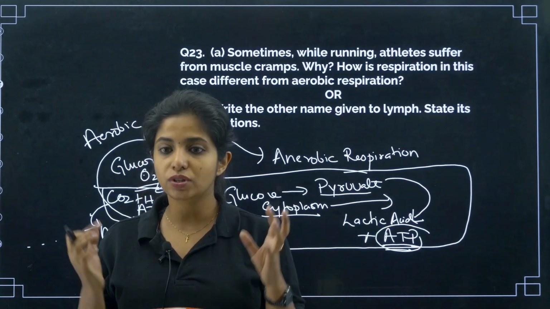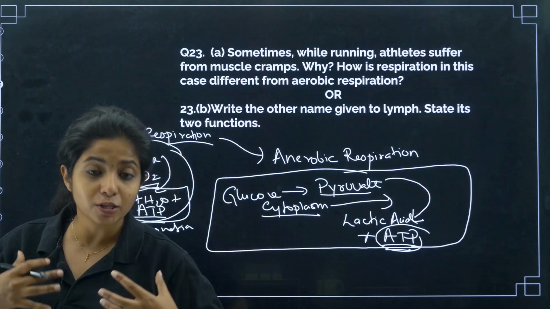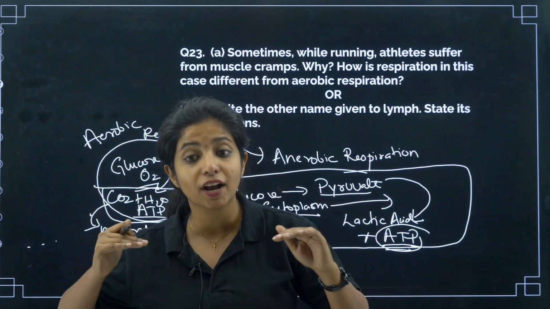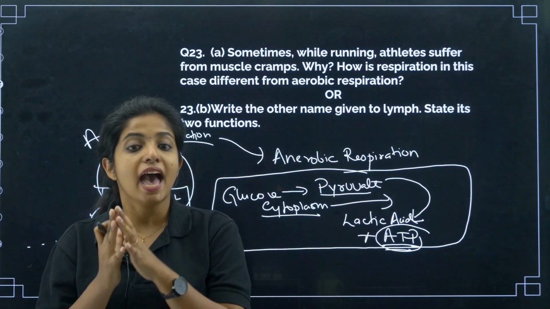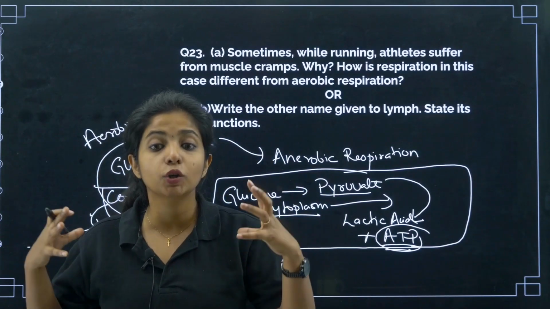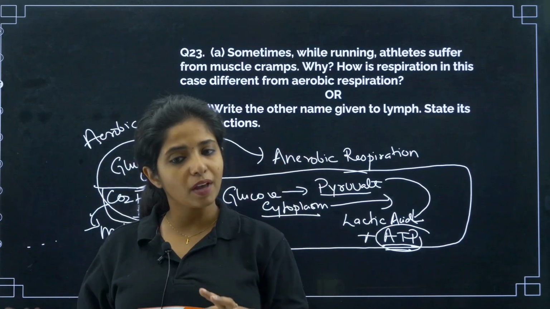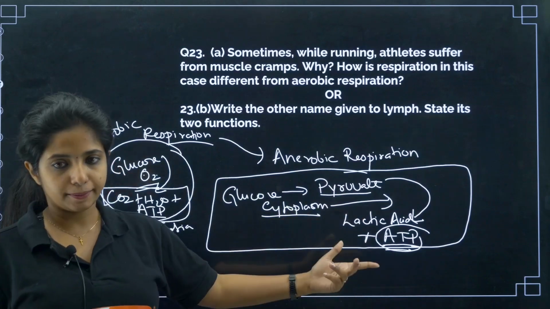Cool? So sometimes while running, athletes suffer from muscle cramps. Why? This is the reason. Because our body is shifting from aerobic respiration to anaerobic respiration as there is lack of oxygen. Hence the pyruvate will be converting into lactic acid and energy, and this lactic acid accumulation would be causing the muscle cramps. Now how is respiration in this case different from aerobic respiration? As I told you, it's anaerobic respiration. You have to show this and explain.